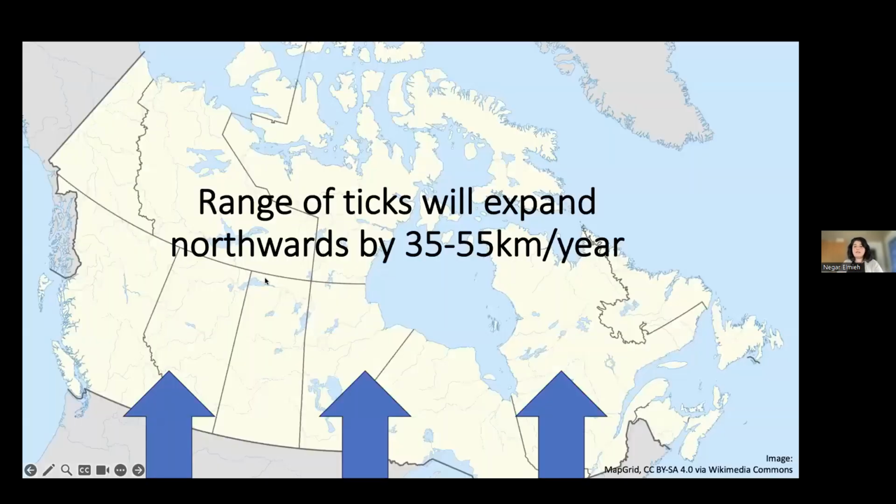And so the combination of climate change, land use change, and forest fragmentation is leading to an increase in suitable tick habitats and a range expansion of approximately 35 to 55 kilometers per year. And so this is quite significant when you think about it over 2 to 5 years and how far ticks can migrate northwards.